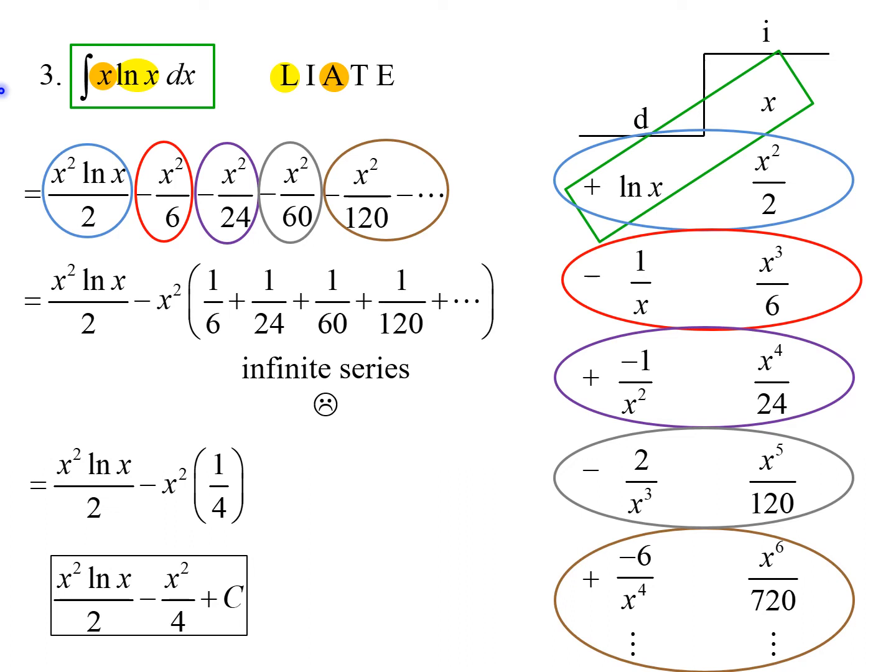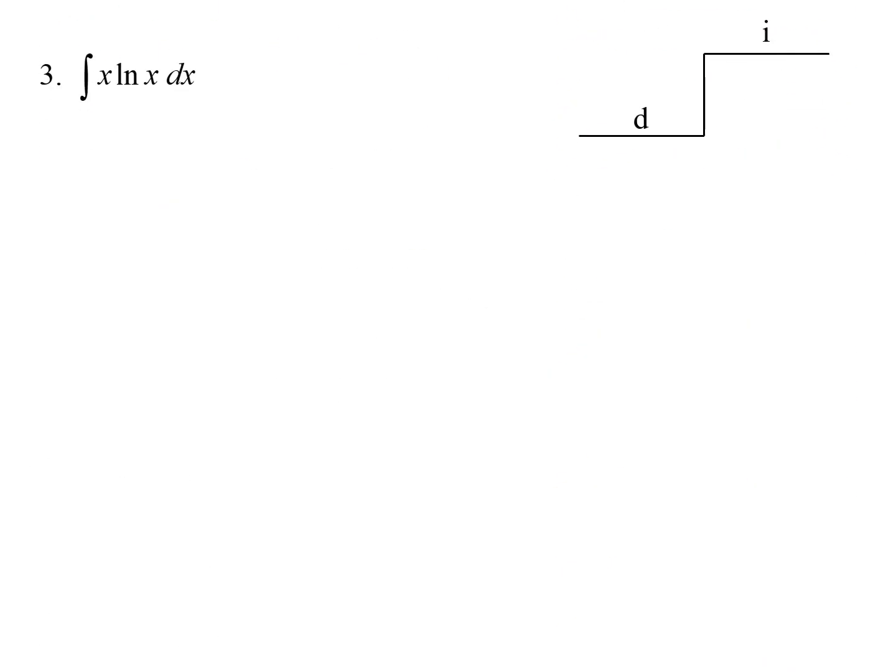Now, we definitely don't want to do our integration by parts using infinite series when there is an easier way of getting this problem done. So let's go ahead and do problem number 3 again. So here it is. We go over the LIATE. We've done this before. ln goes on the derivative, x goes there. I'll take a derivative, I'll take 2 integrals, I'll put my pluses and minuses.